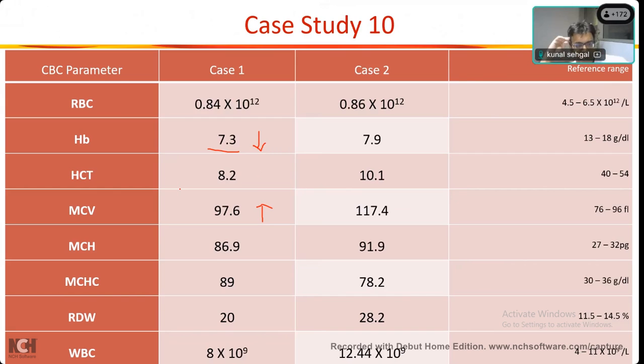Have you ever seen such a high MCHC? It is abnormally too high. Is there any problem with this hematocrit and the hemoglobin? What is the normal relation? Hemoglobin into 3 equals hematocrit. With a hemoglobin of 7.3, the hematocrit would be 21. So there's a hemoglobin hematocrit mismatch, a violation of the rule of 3.